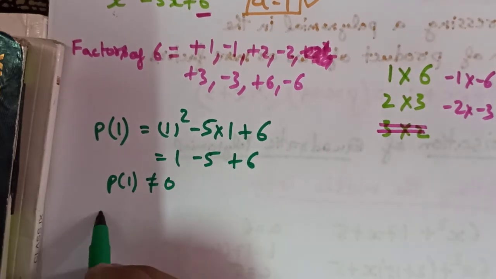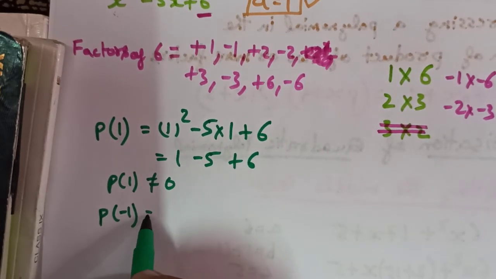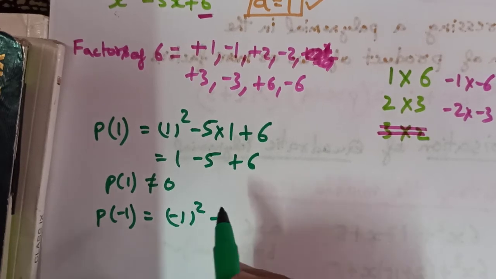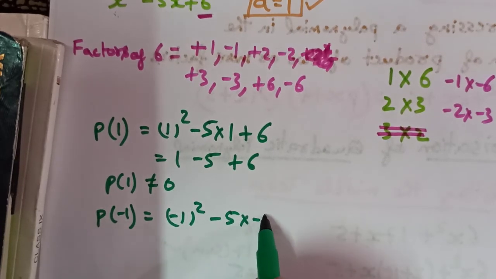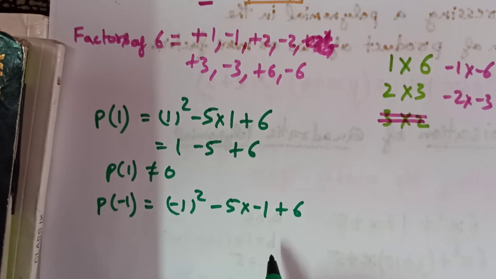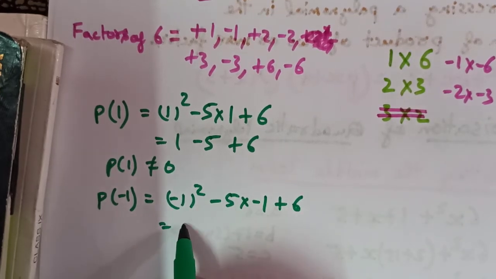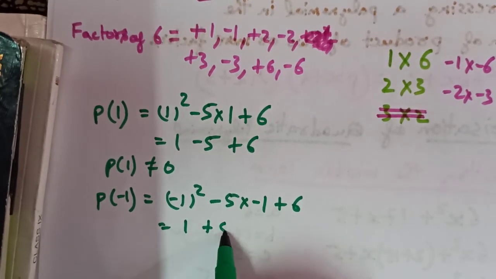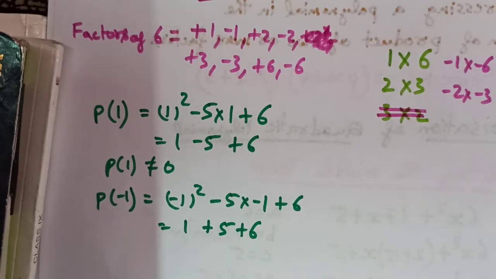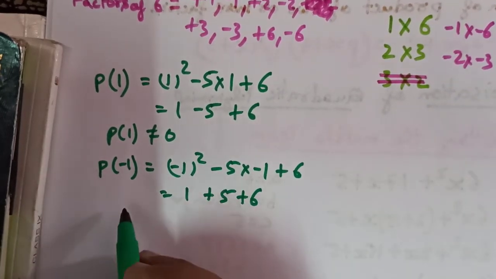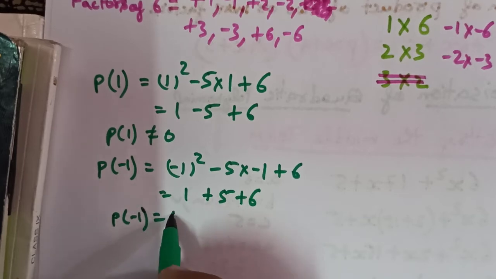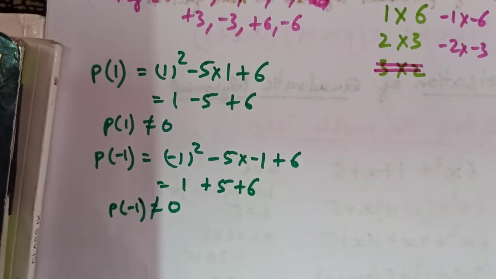Now if we substitute the value as minus 1, so p(minus 1) will be square of minus 1 minus 5 times minus 1 plus 6. So it is coming equal to square of minus 1 is plus 1, minus 5 into minus 1 will be plus 5, plus 6. Again it is not coming equal to 0. So it is also not a zero of the polynomial.